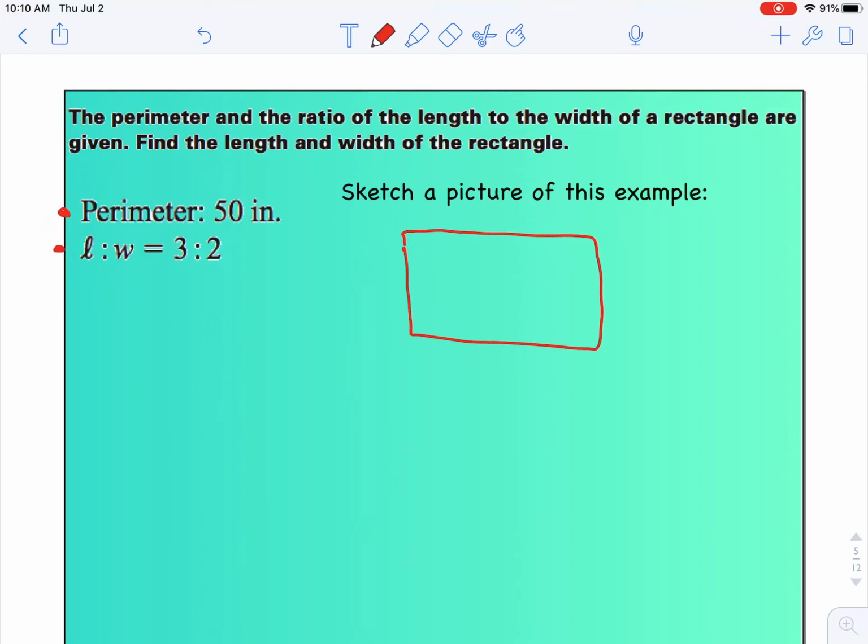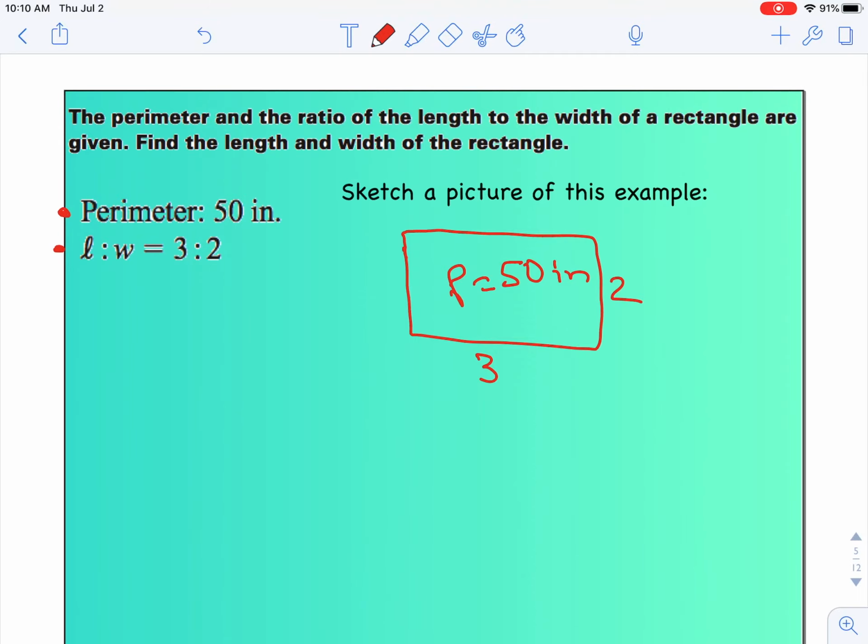Well, here's your rectangle. You know the perimeter is 50 inches. And you know one of the sides is 3 and the other is 2. So the length to width ratio is 3 to 2 when you reduce. Well, obviously the perimeter of a rectangle with a side 3 and 2 is not going to have a perimeter of 50. This right now has a perimeter of 12.